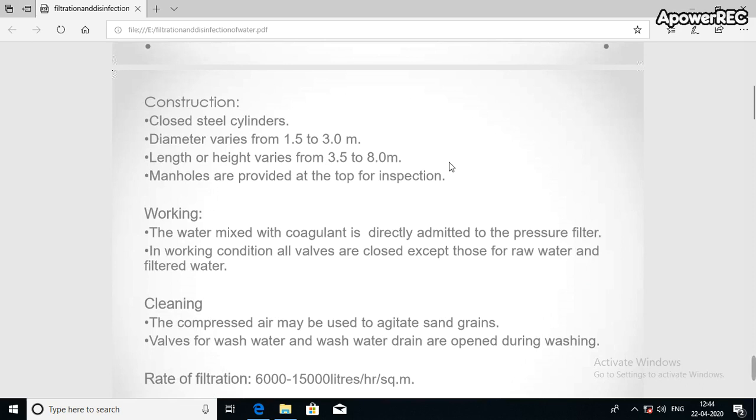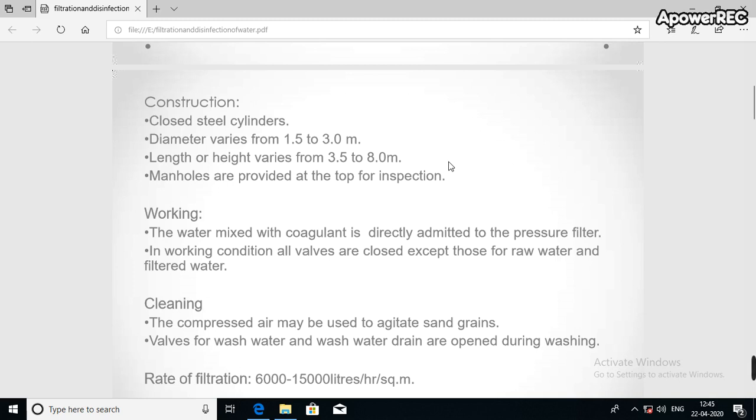The water is mixed with coagulant, so some alum will be added for coagulation, and it will go through the pressure filter through the inlet, and all the valves will be closed except the raw water and filtered water valves. After the process, the water will be within the pressure vessel, and the pressure will be higher than the atmospheric pressure. The water will come out from the outlet, and after that subsequent cleaning will be done.